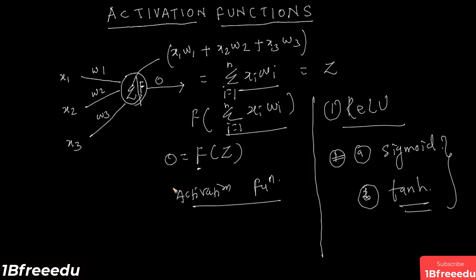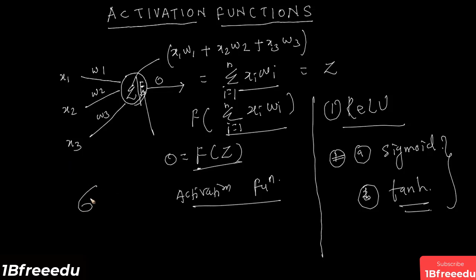Sigmoid activation function is denoted by sigma of z. This function I'm talking about, f, can be ReLU, it can be sigmoid, it can be tanh. These are the three popular activation functions. Now ReLU is most popular, but before ReLU, as I said, sigmoid and tanh were the most popular. So if I say this f is sigmoid, this becomes sigmoid of z.